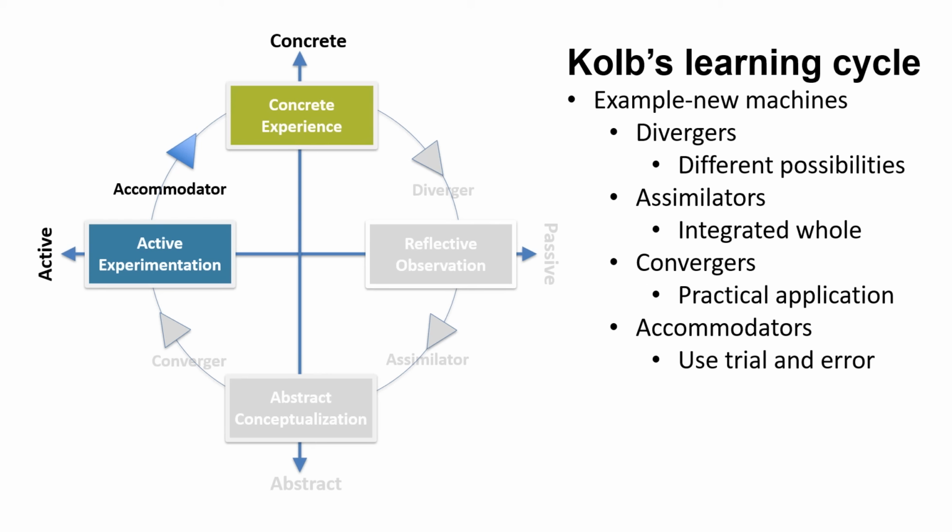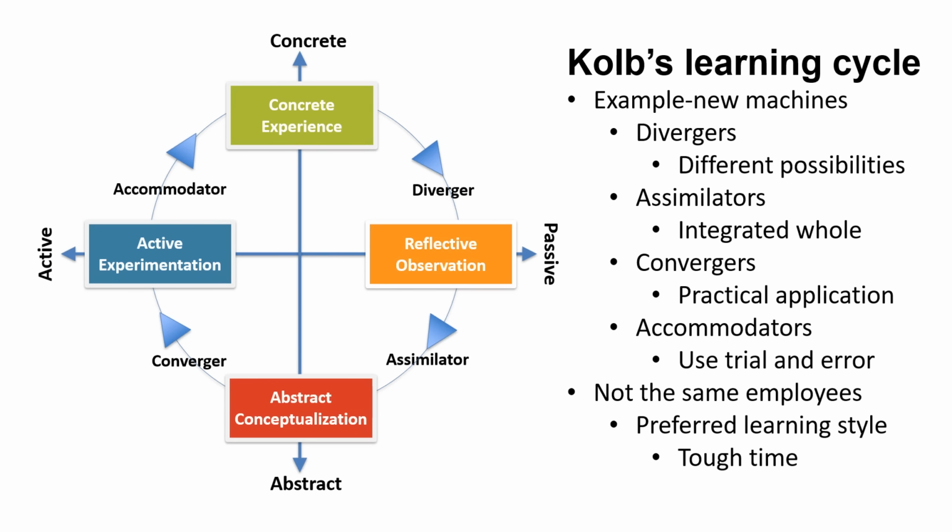In the last phase, you will use employees that are accommodators. They will bring you from active experimentation to concrete experience. They will use trial and error rather than thought and reflection when changing your production line with the new machines. They solve problems in an intuitive way, such as discovery learning. You can most likely not use the same employees throughout the process. Most people have a preferred learning style and one they have a tough time with.